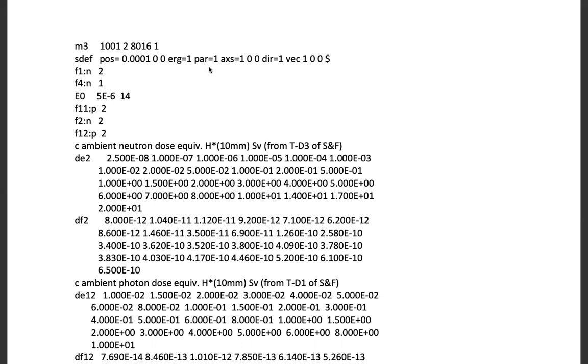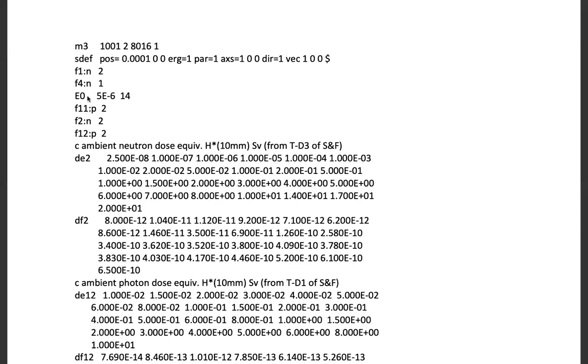The particle is a neutron, and this is the anisotropic source along the unit vector along the x-axis. So the direction of the source is here, it's in the vector 1, 0, 0. Okay, now here's the neutron current that I'm looking at, the neutron current crossing the right boundary of the slab, which is surface 2. The flux I'm going to take inside the shield.